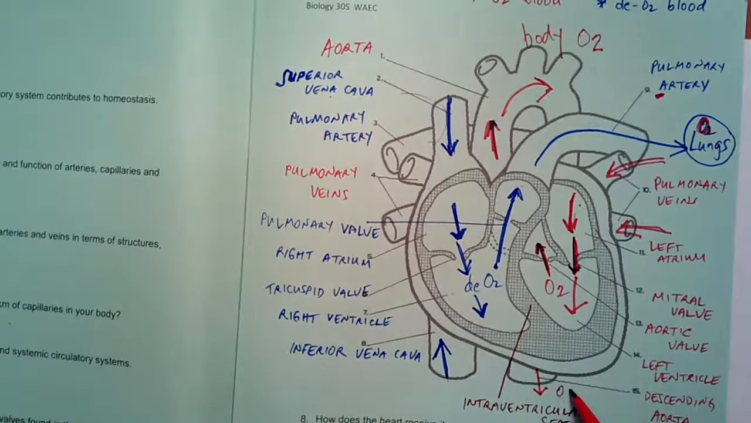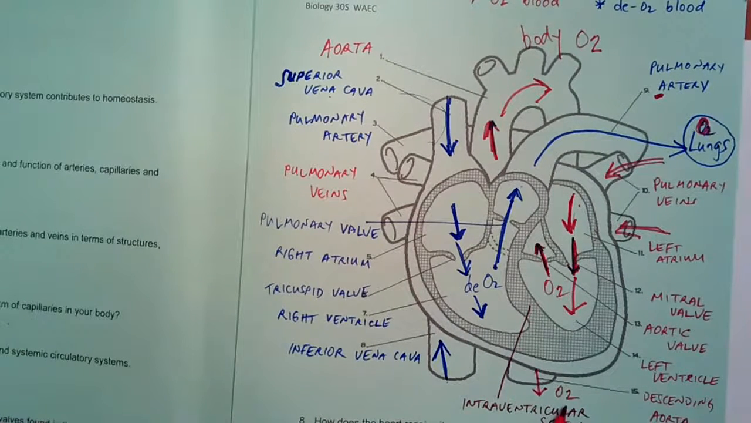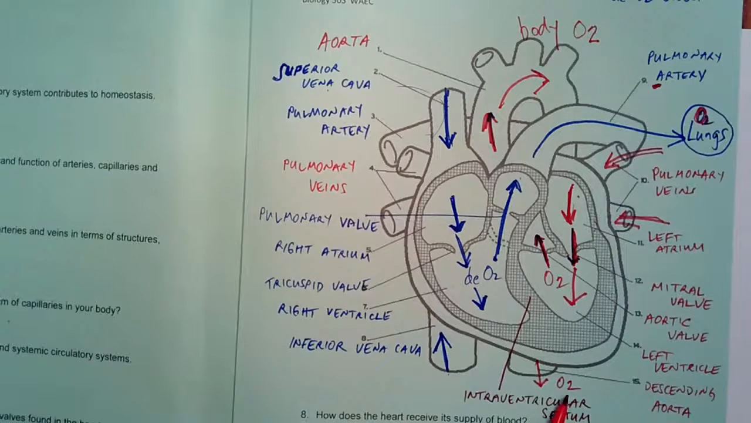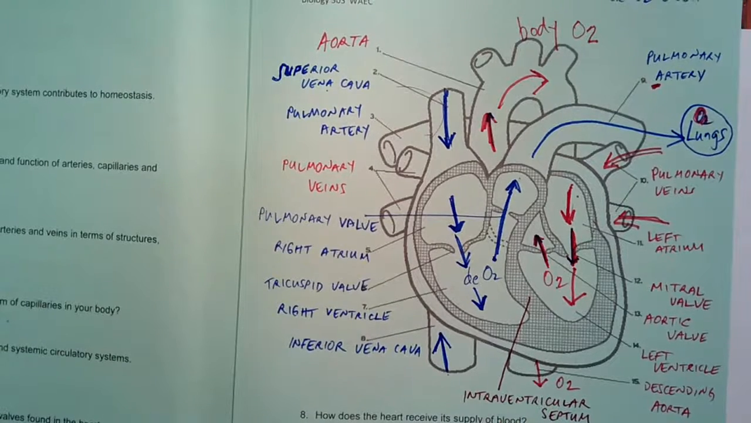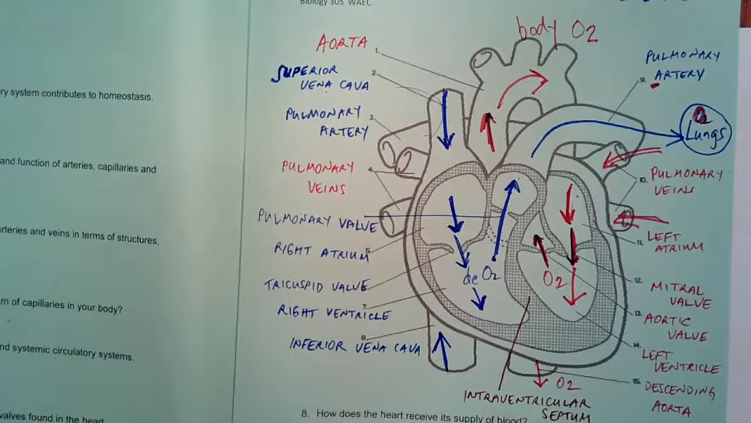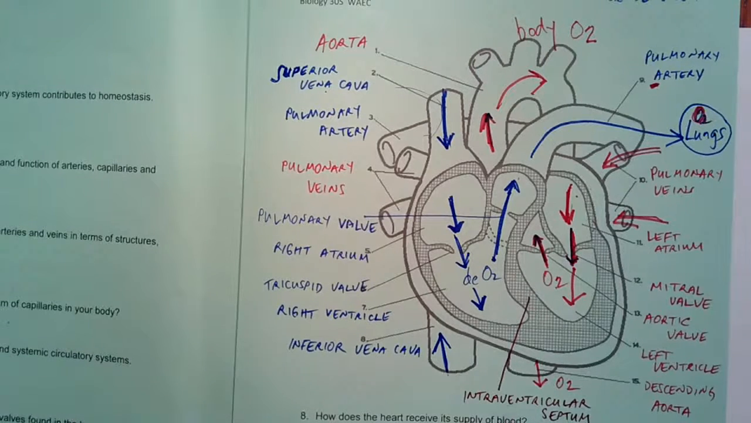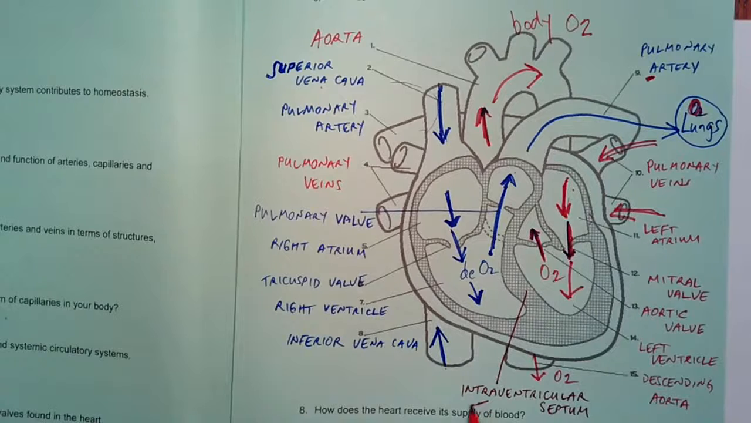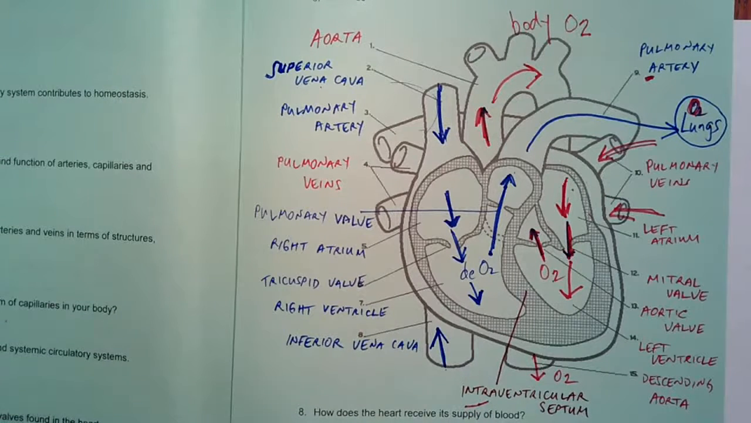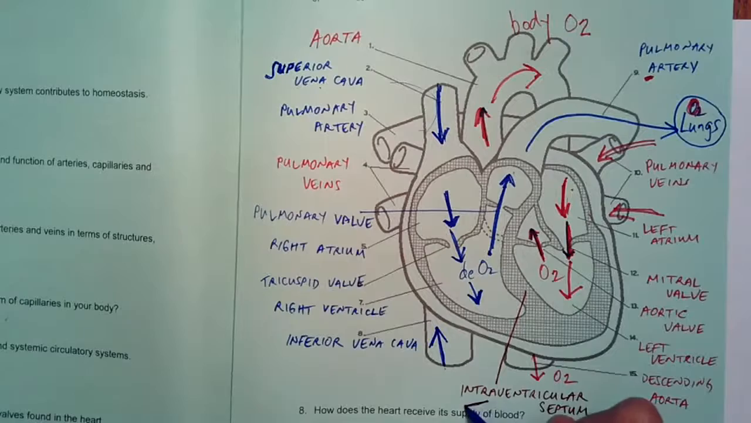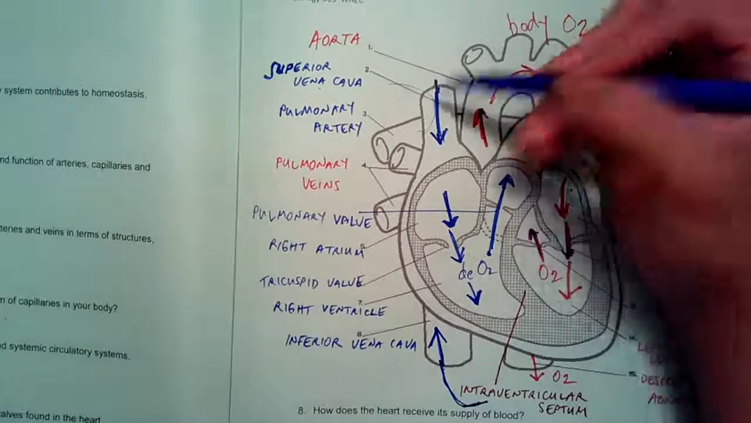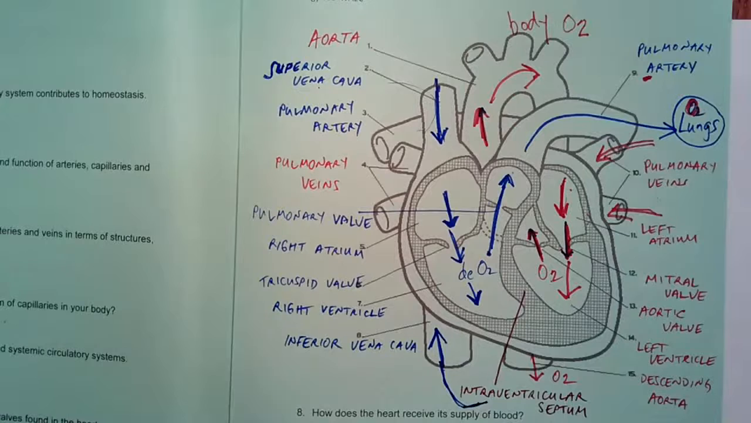It will then deliver the oxygen and the nutrients to the rest of the body cells, and once the cells pick up the oxygen, it will then bring the CO2 back into the heart through the inferior vena cava and the superior vena cava, and the cycle repeats itself.